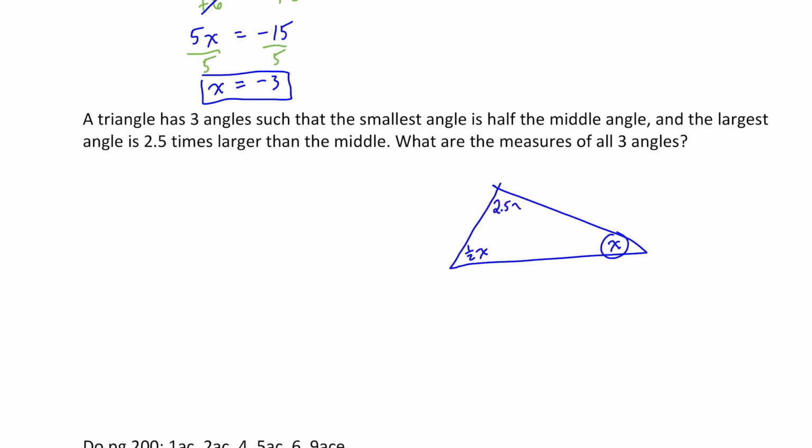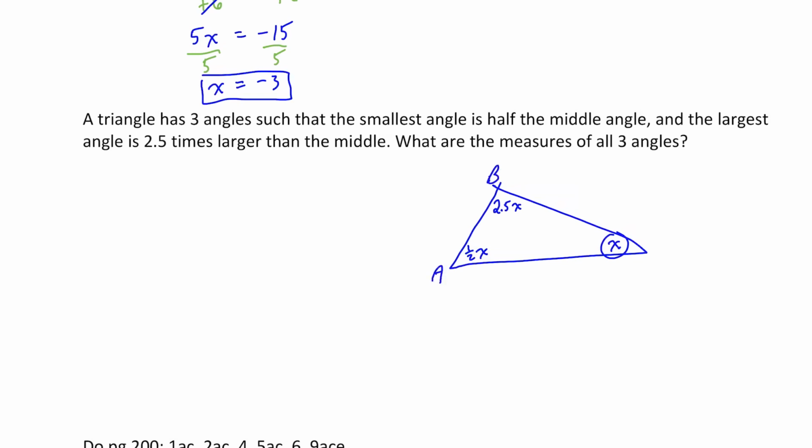So we'll do 2.5 times x. What are the measures of all 3 angles? Well, we're not given any information. How can we solve this besides some are bigger, some are smaller? Well, you'd have to use the angle sum of a triangle theorem, which says that the 3 interior angles of a triangle add up to 180 degrees.